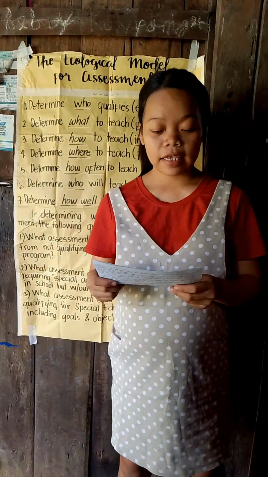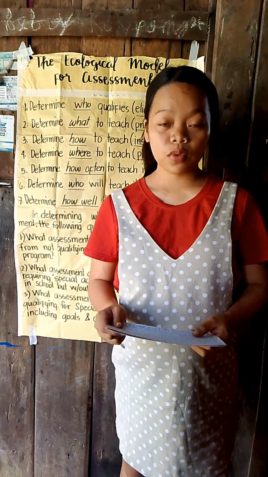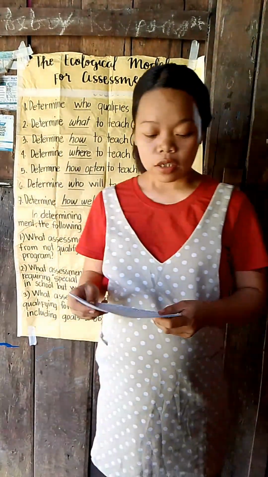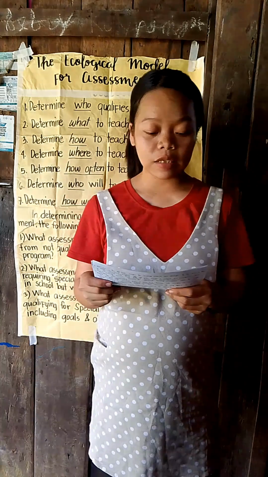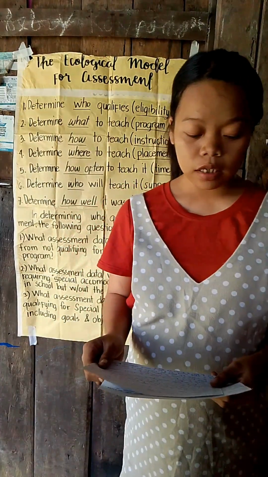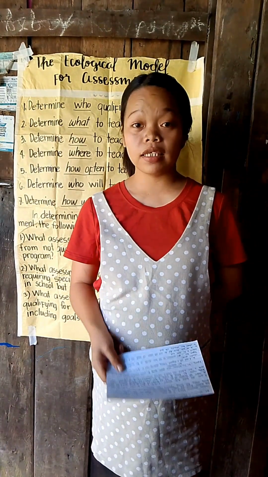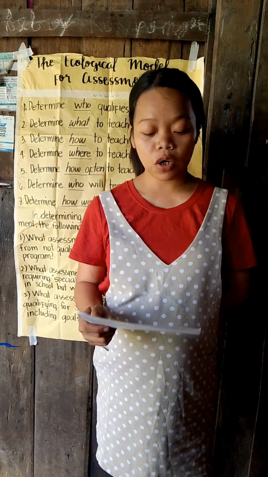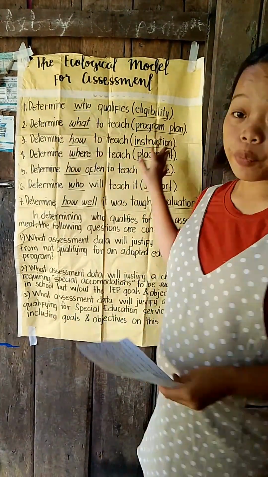According to Latin and Katz 1975, the ecological model of assessment examines the interaction between the child and his environment. So, these are sought from the model. Number 1 is determine who qualifies or eligibility. Based on assessment decision, this pertains to who will qualify to be categorized of certain disability. For example, a child with a diagnosed learning disability such as dyslexia is qualified for special education services based on their disabilities.